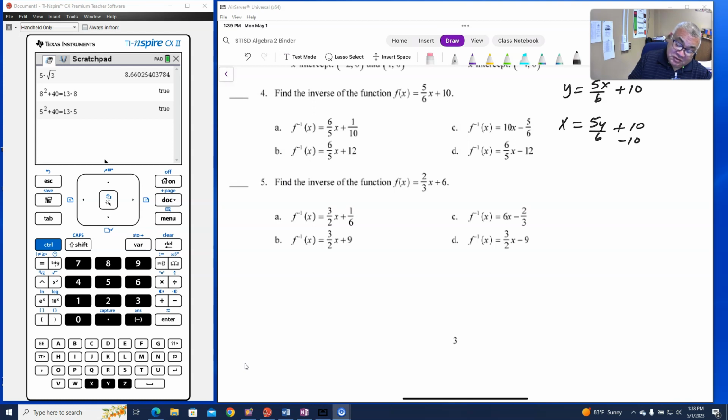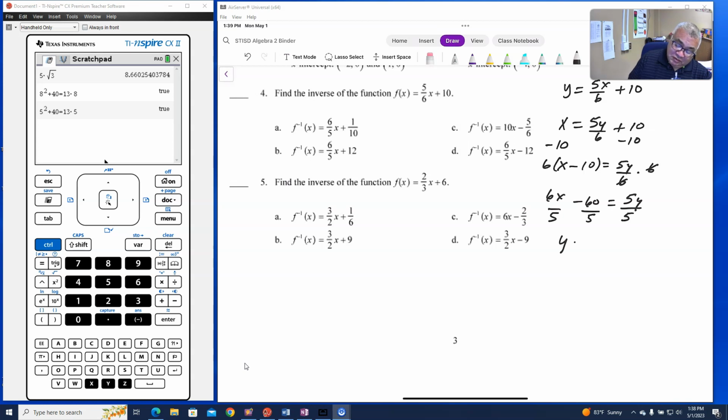Subtract 10 from both sides. So you have x minus 10 equals 5y over 6. Multiply both sides by 6. And you notice that these two are going to cancel, so you're left with 5y equals. Apply the distributive property. 6 times x gives you 6x minus 60. And then you have to divide by 5.